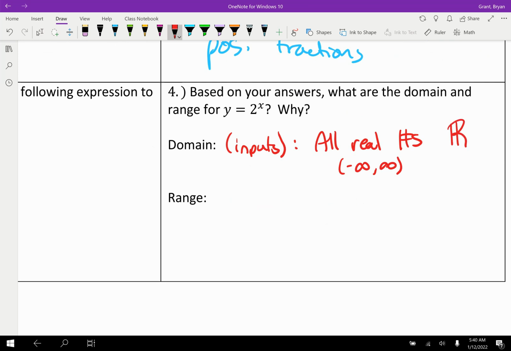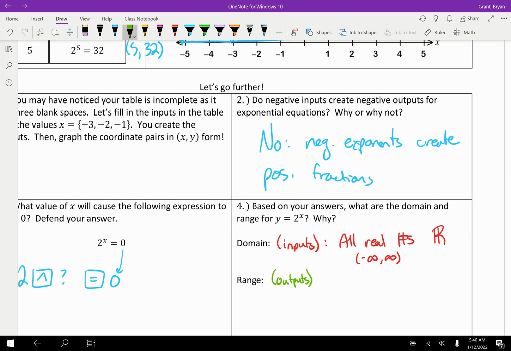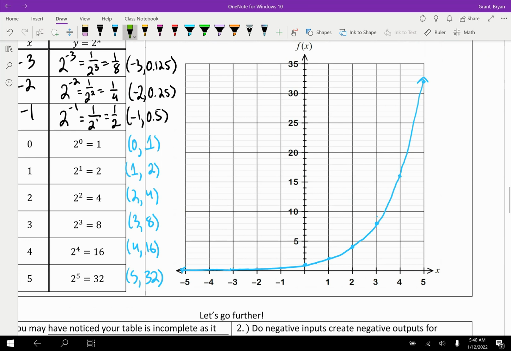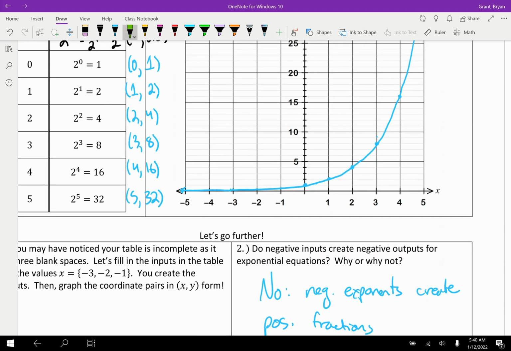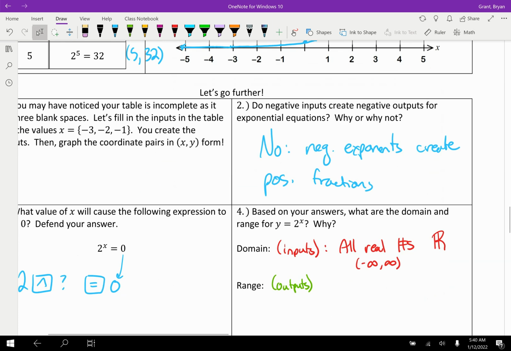Any of those work. The range, though, is a little bit different than what we've seen before. The range measures the outputs on the graph. And this directly relates to questions 2 and 3 here. The outputs on my graph, well, this graph certainly goes up forever, right? Outputs are the y-axis, and so it measures the height of the graph. Definitely goes up forever. But it doesn't go down forever, right? There's a limit as to how far down this graph can go. This graph will never go below the x-axis. In fact, I don't even think it ever gets to the x-axis because we can never equal 0.